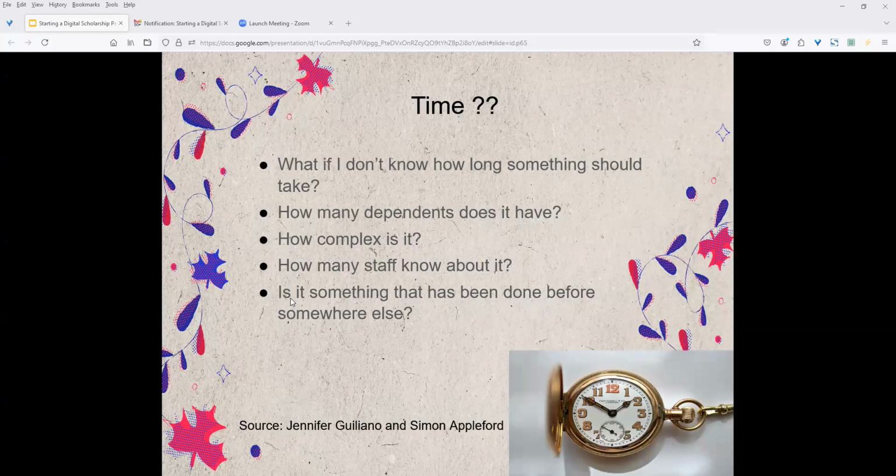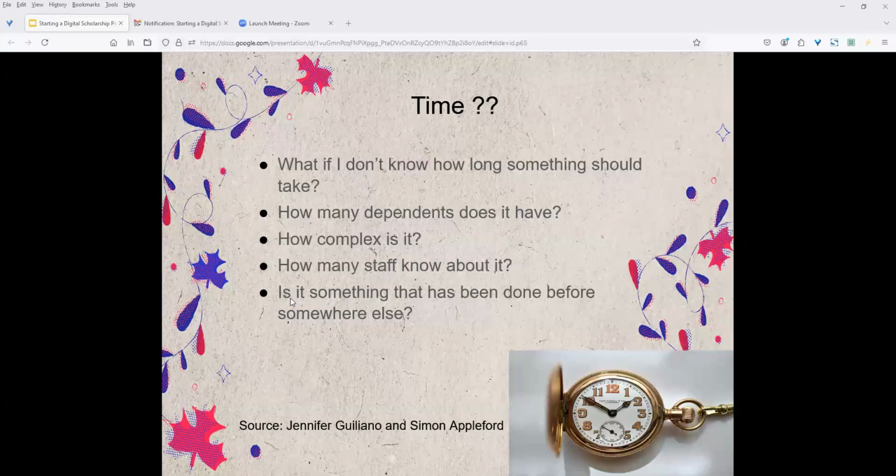So how long does it take? Check with experts who may have experience working on the project, so co-workers, your librarians, faculty. For scanning 100 books, for example, I know that would take quite a bit of time. Are there others who have completed similar tasks, which may be a good guide? How many dependents does this particular task have? How many do I need to get to do things?